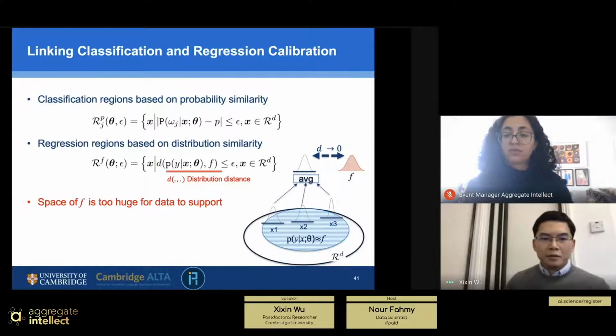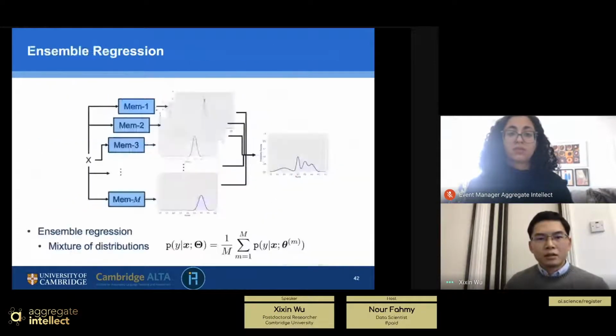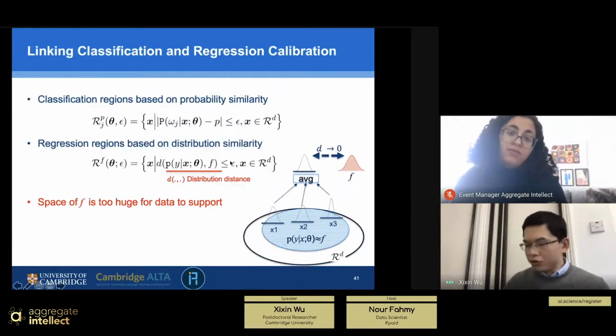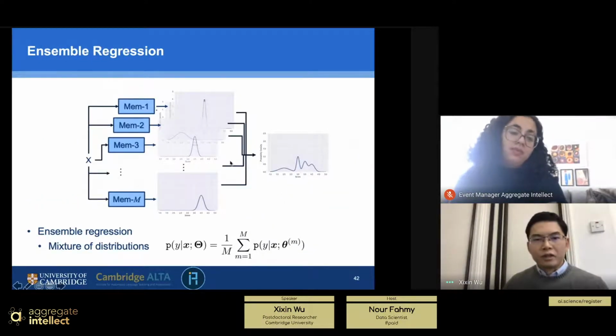So current literature relies on the confidence or cumulative function as the major calibration metric, loss metric. So for regression, we can also have the ensemble to combine all of the members' predicted distributions together, which yields a mixture of distributions. Here I use Gaussian, but it's not necessarily Gaussian. It can be some more fancy distribution and combine together.